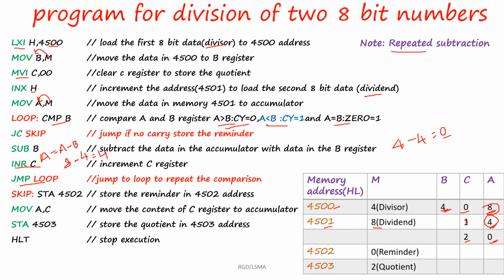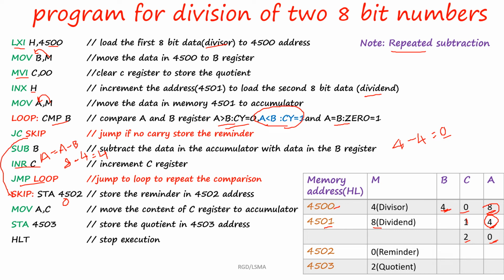If this condition is true, A is less than B, then there is a carry generated. The carry flag will be set. So you can go to the next instruction, jump if carry, because the carry is set, you can go to skip here, and you can store your result. What is the result you will get? In 4502 you will be getting the remainder. So what is the remainder? The remainder is 0.